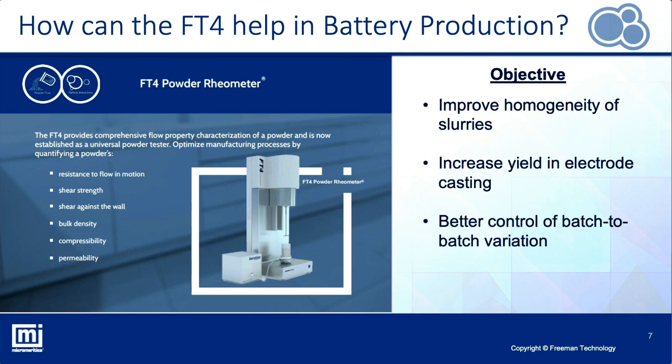Today, specifically on the battery front, we are going to be using the FT4 in order to improve the homogeneity of the slurries, to increase yield of the electrode casting, and to control batch-to-batch variation when producing batteries.